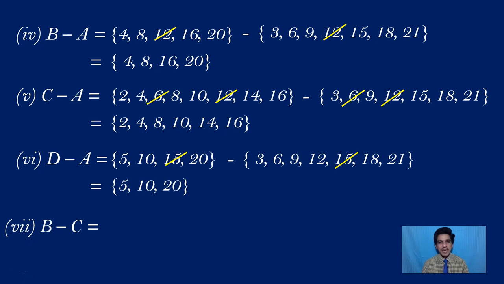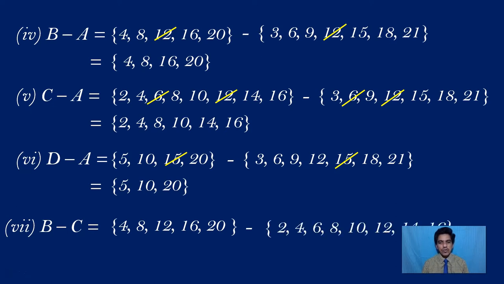Now, look at B minus C, which is the set of 4, 8, 12, 16, 20 minus C. We have 2, 4, 6, 8, 10, 12, 14 and 16. Now, let us cancel the common elements. We have 4, we have 8 and we have 12 also, which are common to both the sets. Now, what are the elements that are remaining in the first one? We have 12 also, 16 also common. So, only 20 is remaining in the first set. So, B minus C is singleton 20.